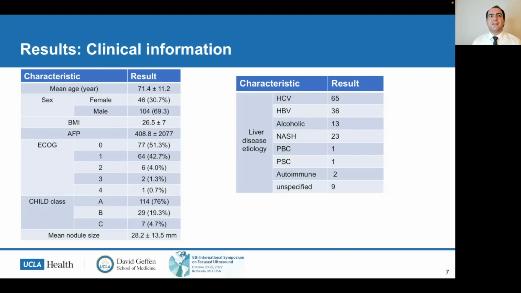You can see demographic and clinical information of patients here. The mean age of patients was 71 years, and the majority were male. ECOG grade 1 and Child-Pugh class A were the most common among patients. The main etiologies of liver disease were HCV and HBV.